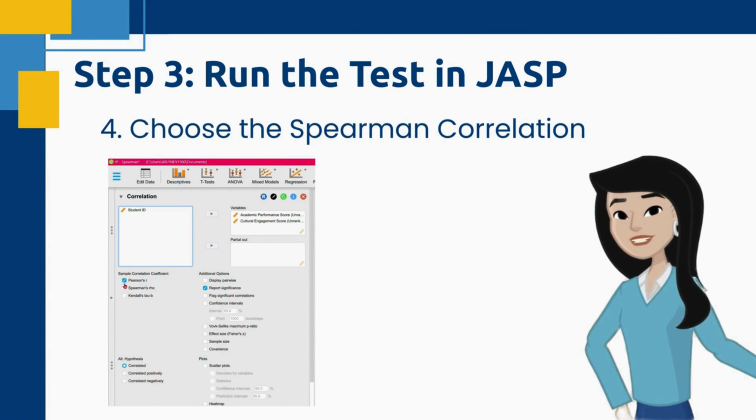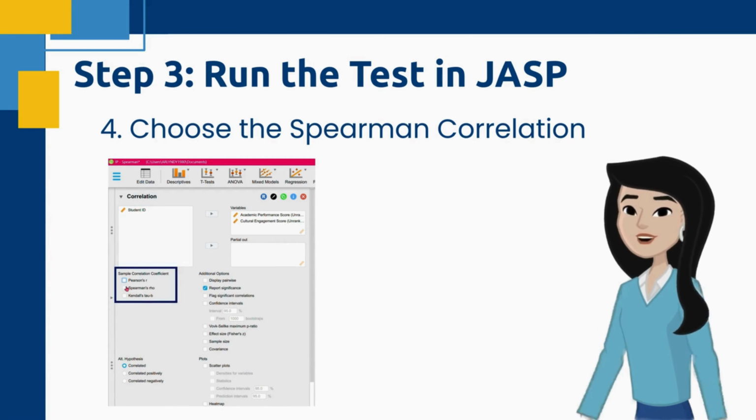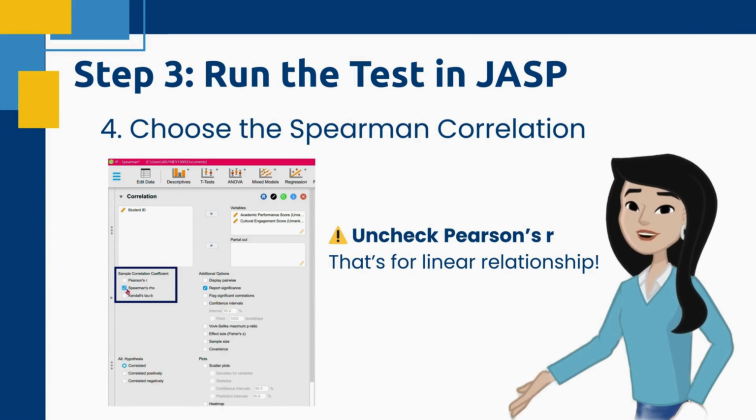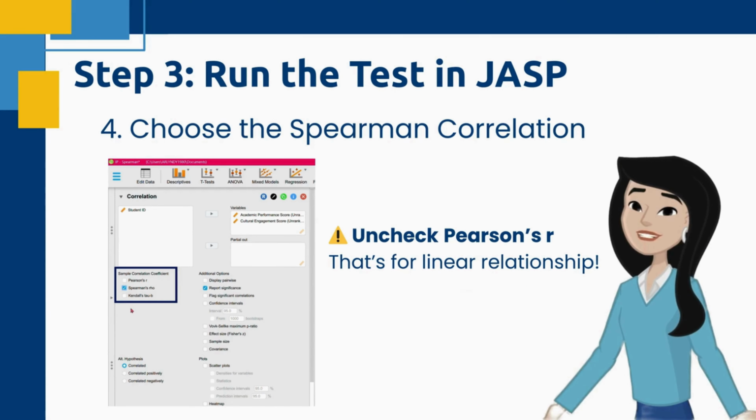4. Choose the Spearman correlation. Under Correlation Coefficients, uncheck the box for Pearson. That's for linear relationships. Then check the box for Spearman.